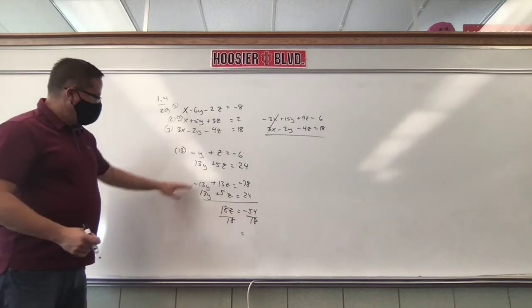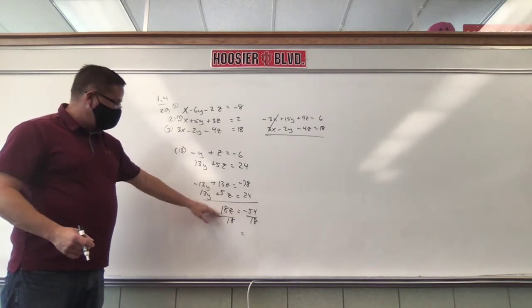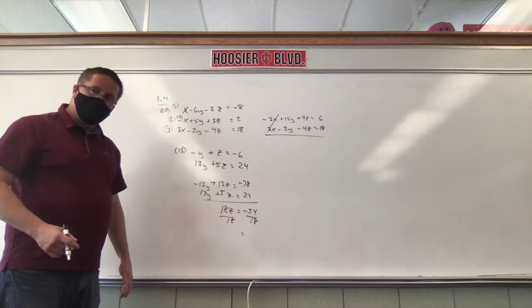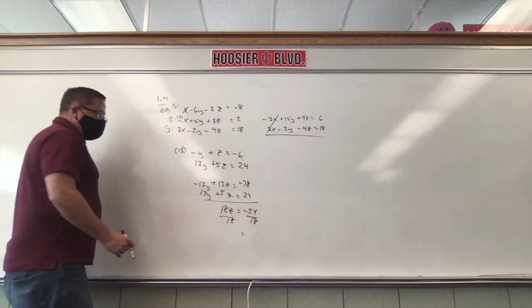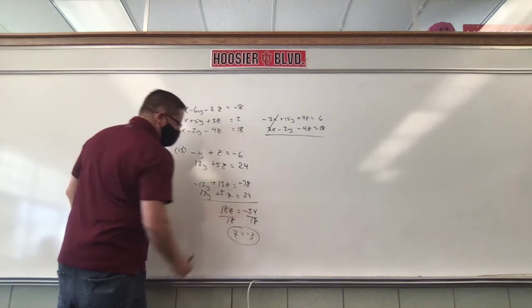Okay, now if I add these up, they cancel. If I add these up, they get 18z. These add up to negative 54. So, oh, okay, I see it now. You sure? Yeah. Okay. And if we divide these out, we get a negative 3. Z is negative 3.